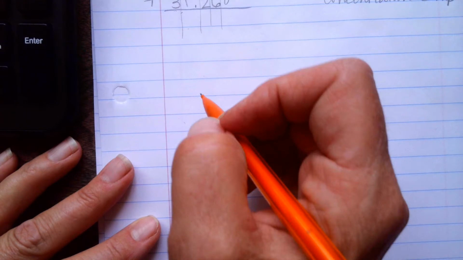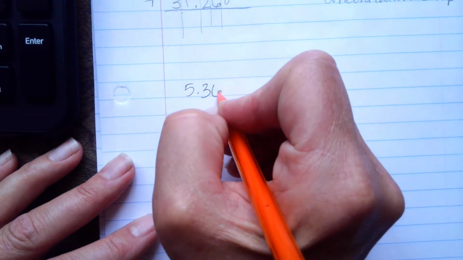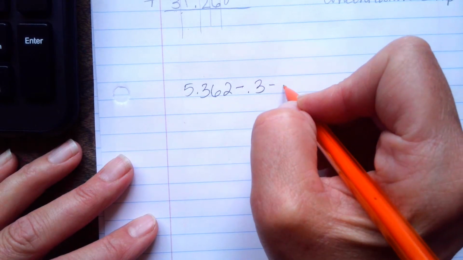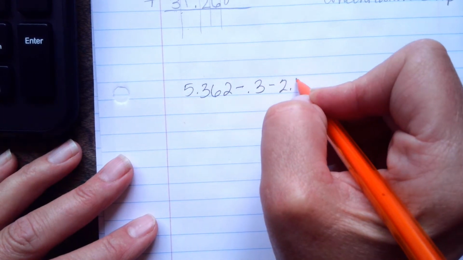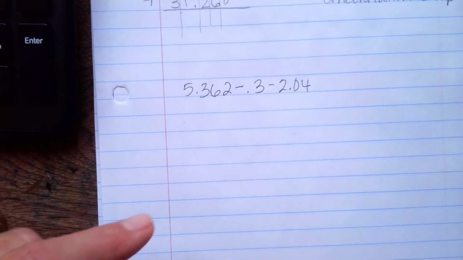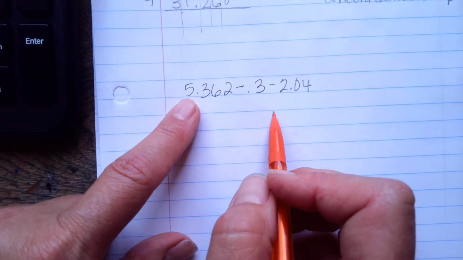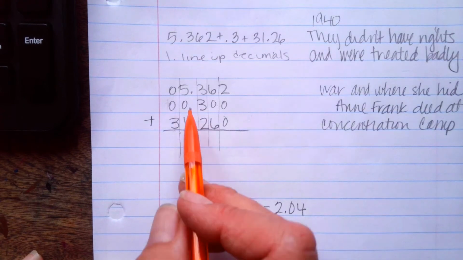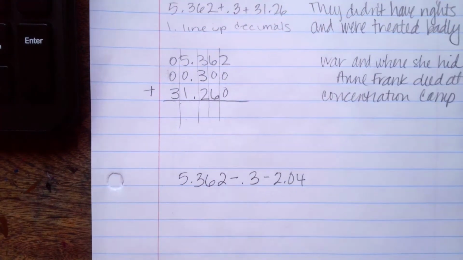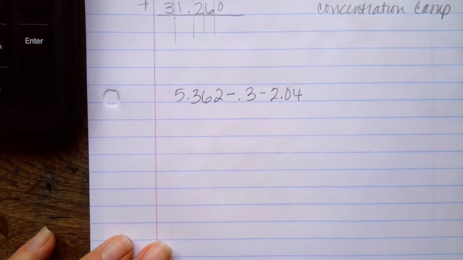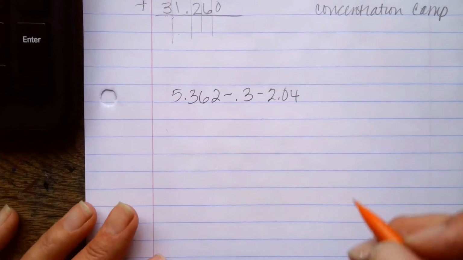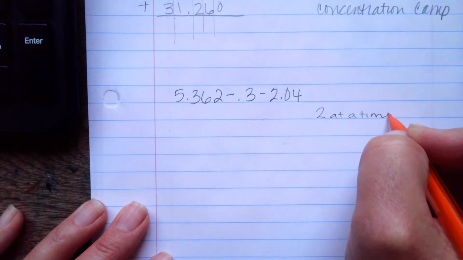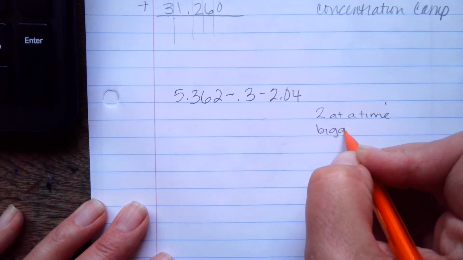For subtraction, if I had 5.362 minus 0.3 minus 2.04, I'm only going to take two of these at a time. So when I'm adding decimals, I can do as many as I want. But the two rules for subtracting decimals is that you only do two at a time and you put the biggest number on top.